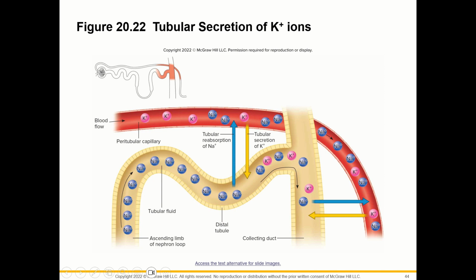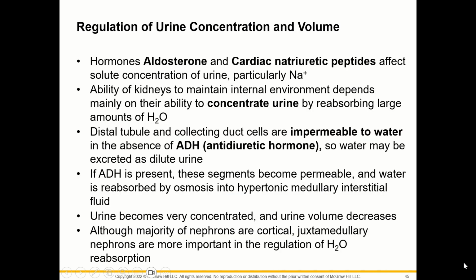This illustration shows the tubular secretion of potassium ions out of the collecting duct. The hormones aldosterone and cardiac natriuretic peptides affect solute concentration of urine, particularly sodium.